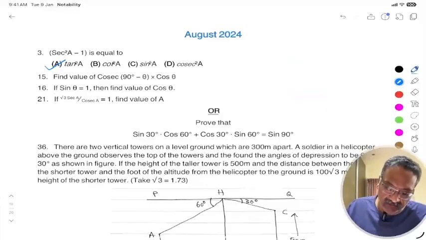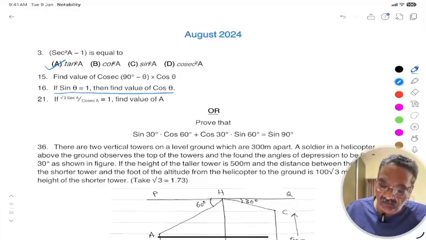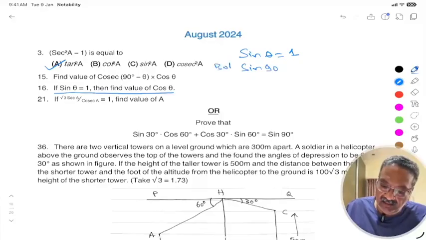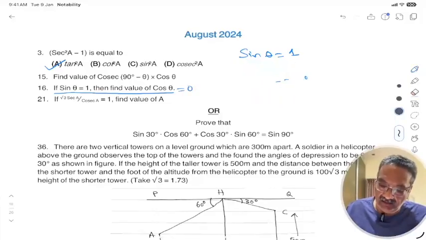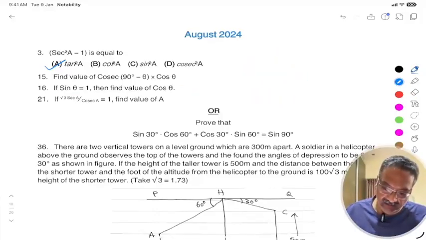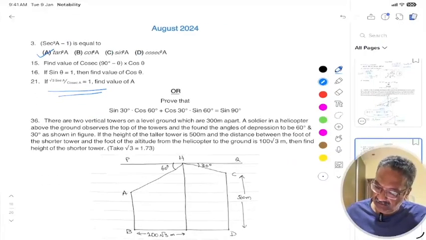Next, if sin theta is 1, find the value of cos theta. See, sin theta is equal to 1. We also know that sin 90 is equal to 1. Therefore, theta is equal to 90 degree and cos of 90 degree is equal to 0. So this is 0. Alright. So simple, 3 easy marks in this. Now, 21st question. Let's solve that.